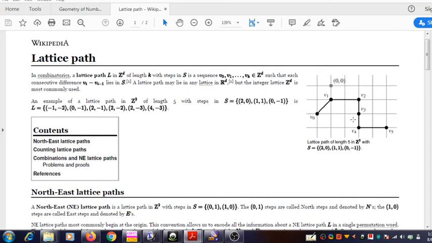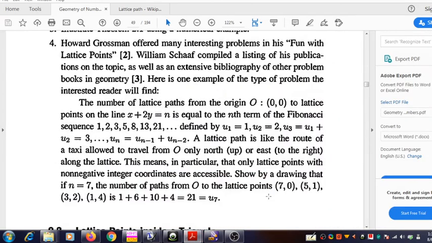So now it is clear what kind of paths can be allowed. Suppose this is the origin. You have to start from the origin and end at any of the four points given in the question. Exactly four points are given, and you can take the paths up to those points.